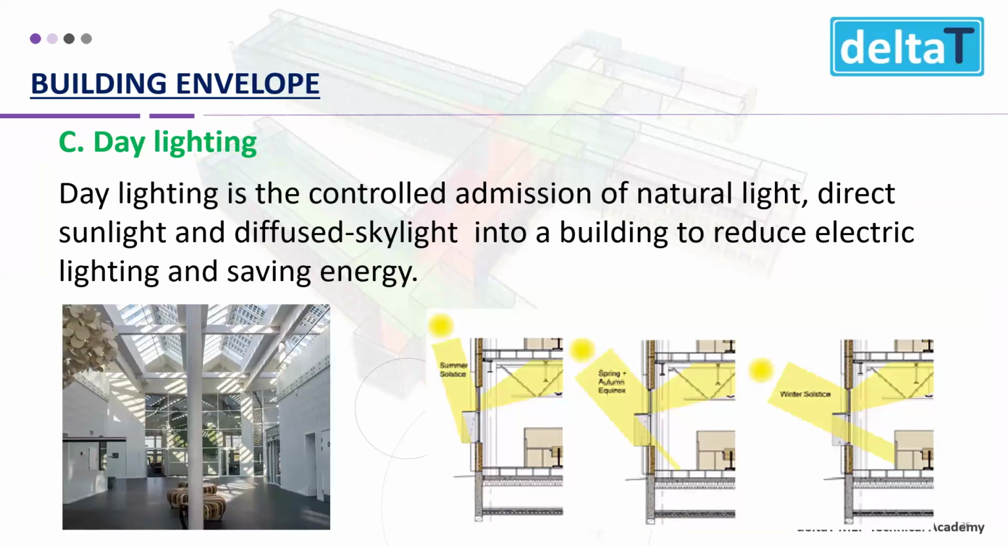Next one. What is daylighting? Daylighting means we need to design it so that there is more light in the daytime, so that the artificial lights which we are using can be off, and we can use natural light. So that is about the daylighting system.